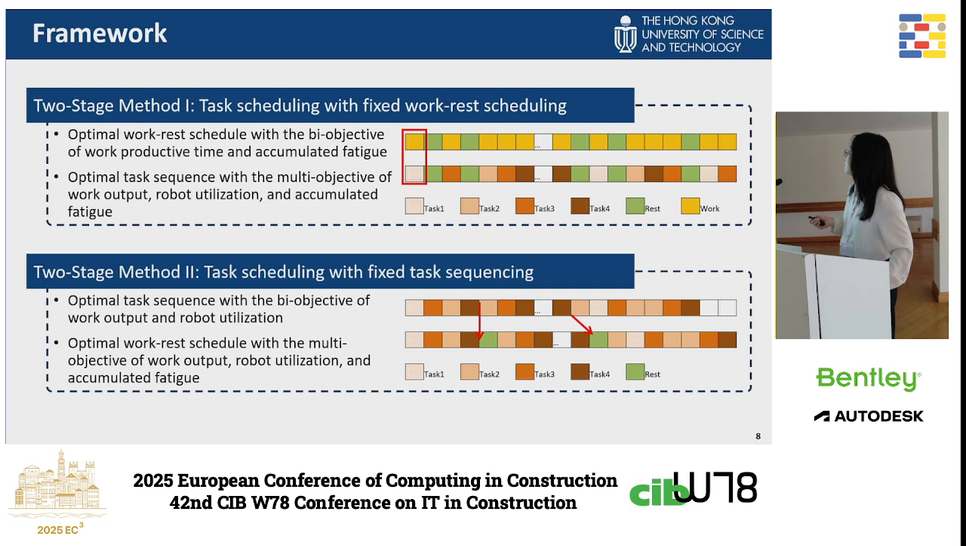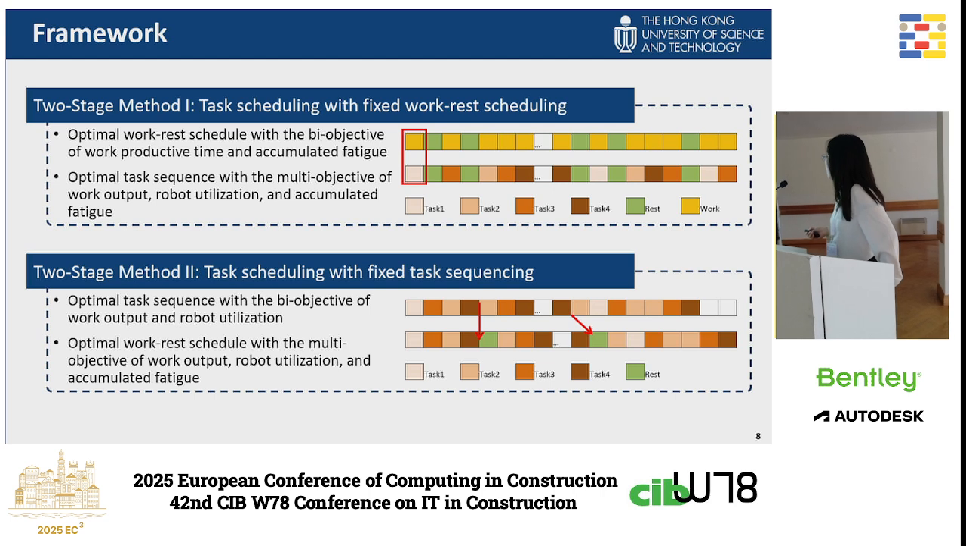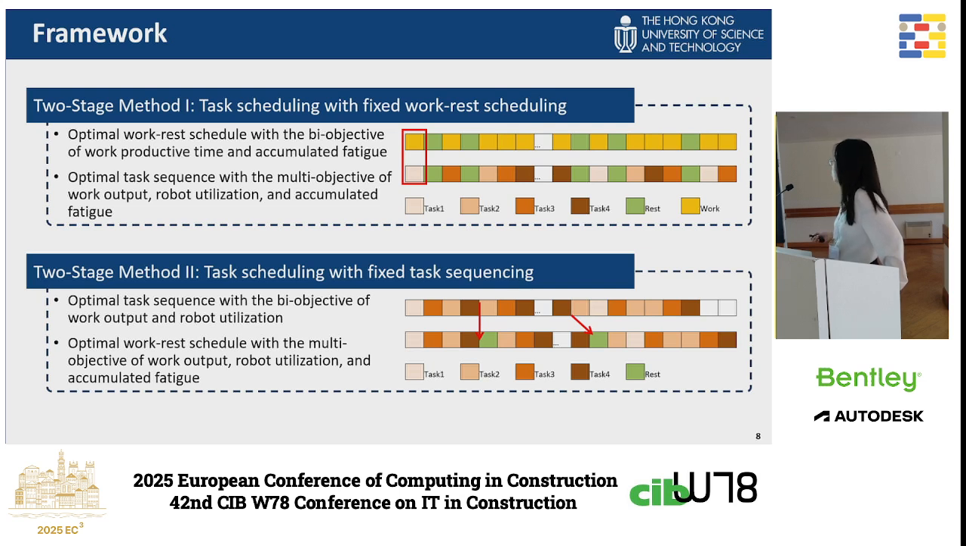The first is the 2-stage method. We will first optimize the work-rest schedule, and then we will replace this broad work type with some specific tasks. So the first step is to optimize the work-rest schedule, and the second step is to optimize the task sequencing. The second method is to first fix the task sequencing, and then insert rests at appropriate positions to relieve the workers from fatigue.